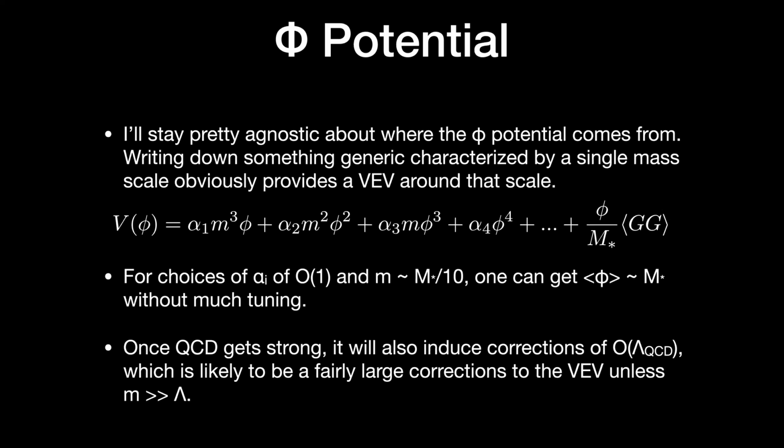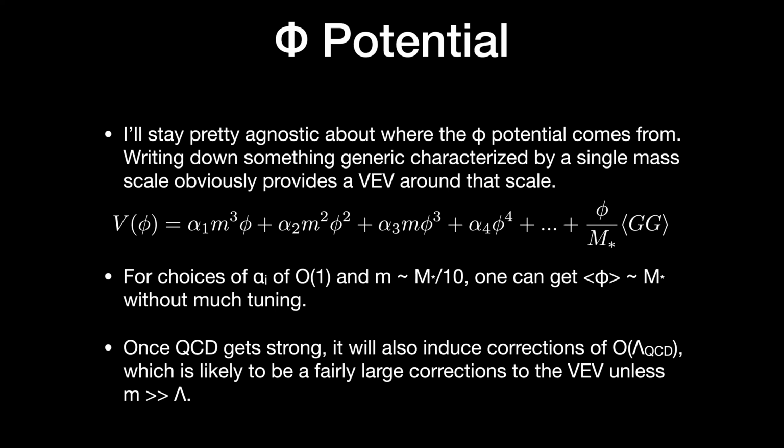There is also a contribution to the phi potential that comes from the gluon condensate after QCD confines, so that's also part of the picture. Though it turns out it didn't seem very important at the end of the day. You could fairly easily get a phi VEV around m star without much tuning, right? It basically boils down to, I could have this whole potential live about a factor of 10 less than m star, and then I would need about 10% fine tuning to get a VEV that's around m star itself.